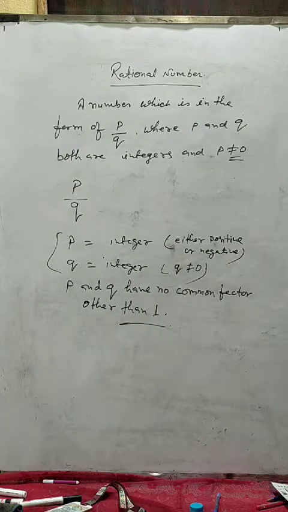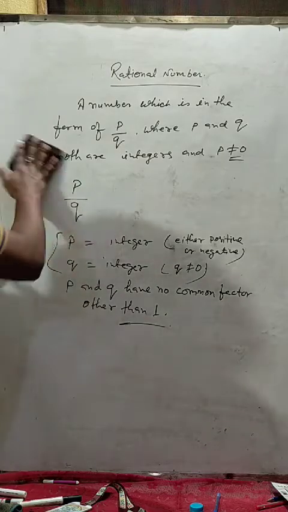These are the three conditions. If a number fulfills these three conditions, that is, it is in the form of p by q where p is an integer, either positive or negative, q is also an integer but not equal to 0, and p and q have no common factor other than 1, then the number is said to be a rational number.